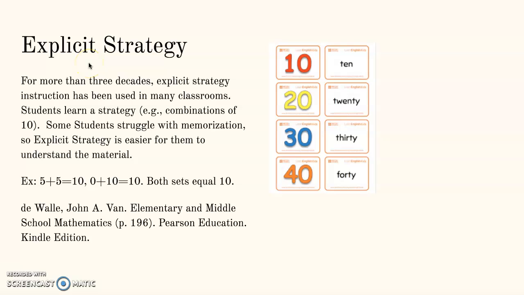Explicit strategy, as I said before, is more of a do-it-as-you-please style. For decades, explicit strategy instruction has been used in many classrooms. Students learn a strategy, for example, combinations, whatever it is. Some students struggle with memorization. So explicit strategy kind of takes that pressure off the students, saying, hey, you have to do it this way. They can kind of relax and say, well, I didn't like this strategy.